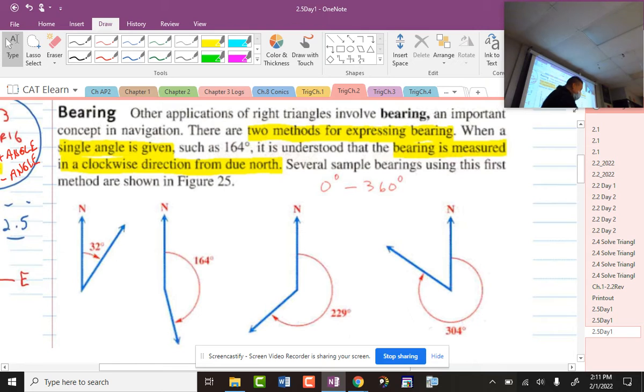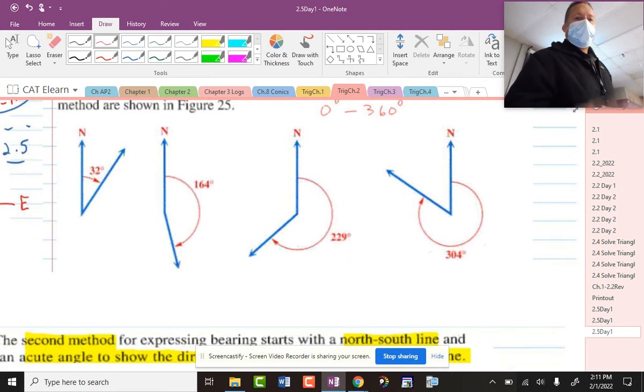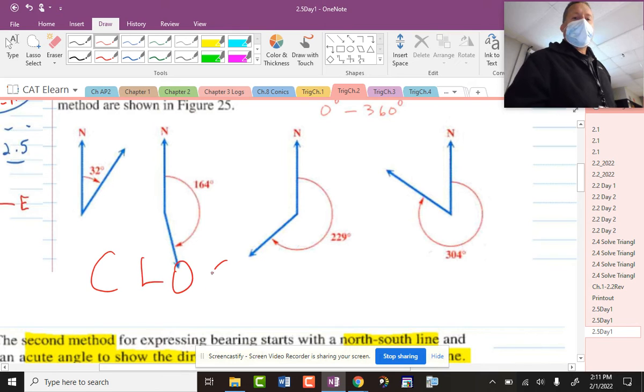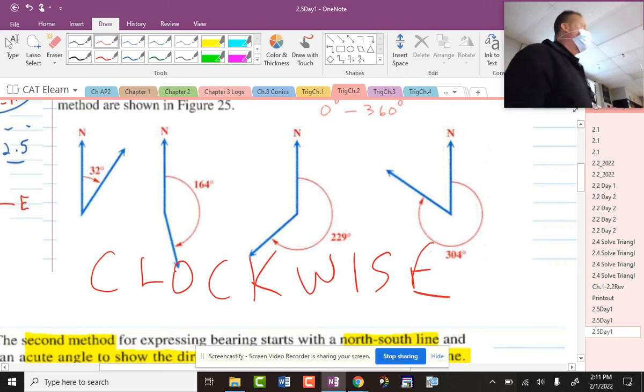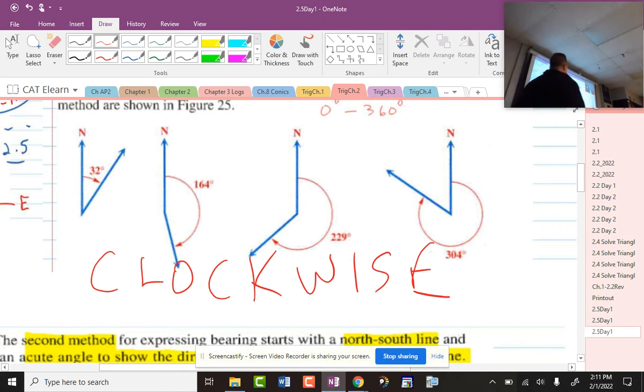So somebody decided this is one way we could say the direction somebody's going. Let's base it off of the north axis only, and let's go clockwise. This is going off of the north axis in a clockwise, not counterclockwise, direction only. So when we're doing bearings, that's what they decided.